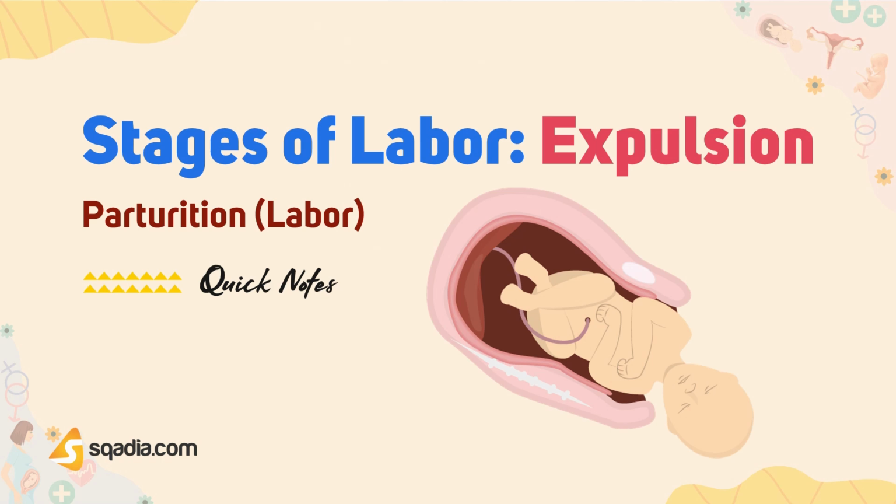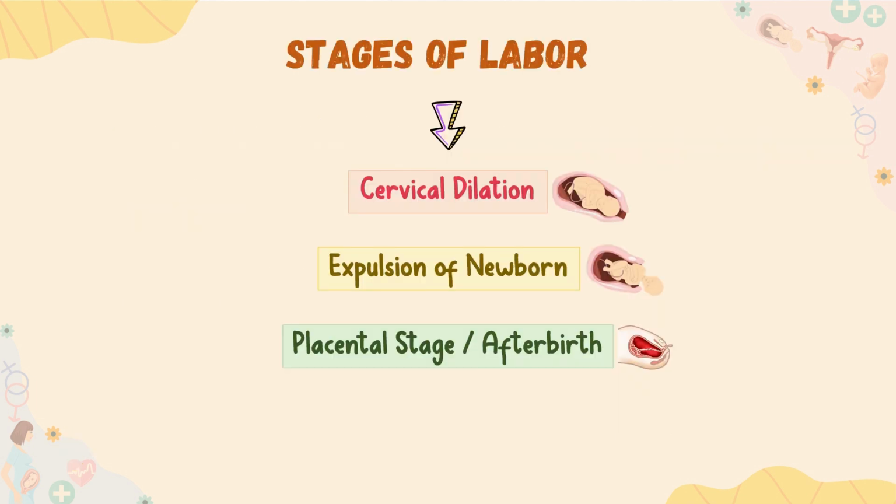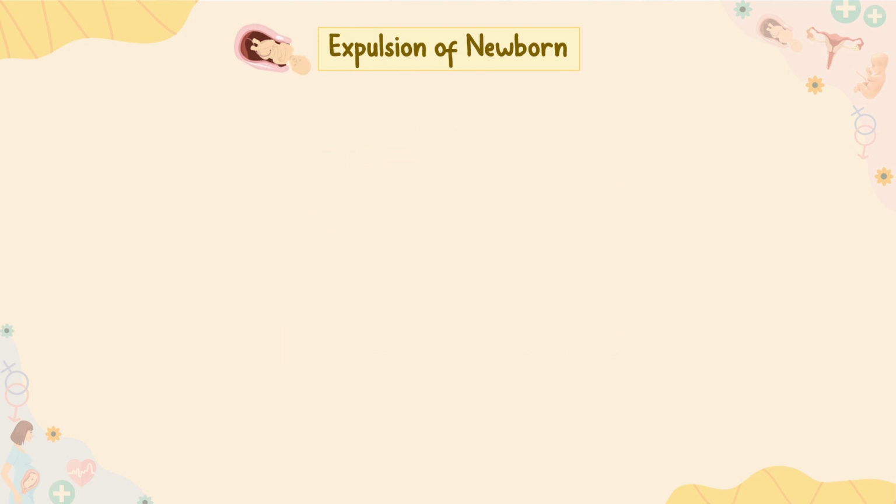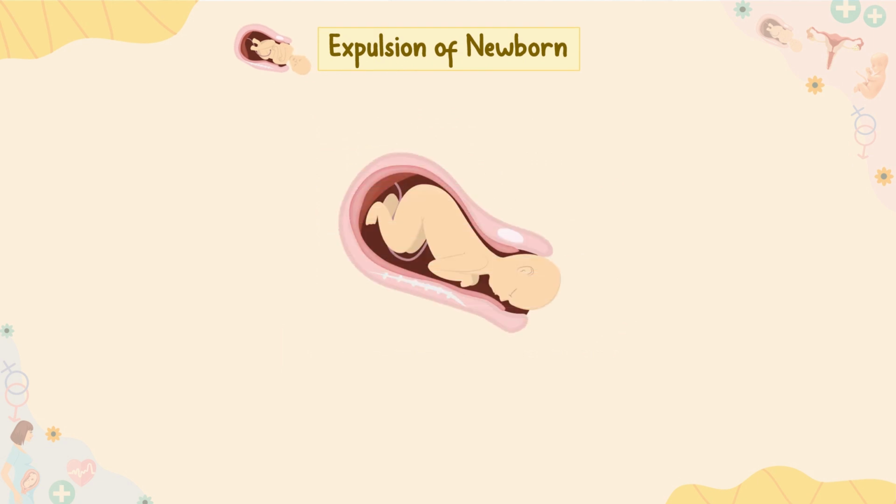Well, after the complete dilation of the cervix, the second stage of labor begins. That is, the expulsion stage. This stage begins when the fetal head enters the birth canal, or vaginal canal. Contractions become more intense, and this stage continues until the birth of the baby.